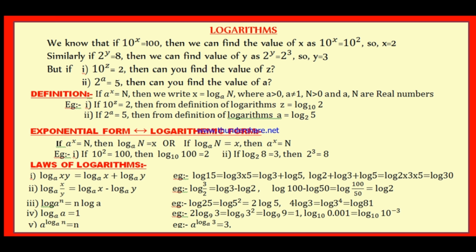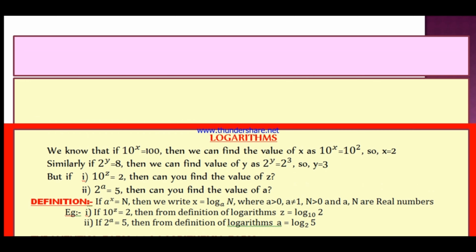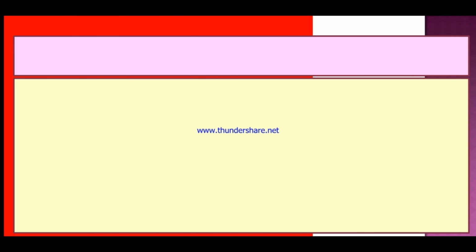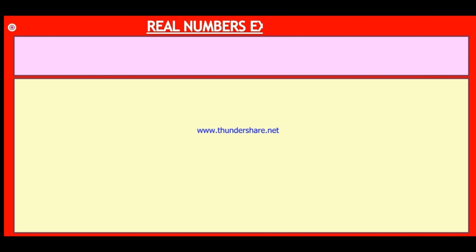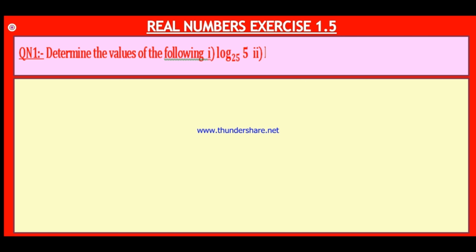Now let us go to exercise 1.5 of the chapter Real Numbers. Exercise 1.5. Here is the first question. Determine the values of the following: log 5 to the base 25, log 3 to the base 81, log 1 by 16 to the base 2, and 8th bit log 8 by 27 to the base 2 by 3, and 9th bit 2 power 2 plus log 3 to the base 2.